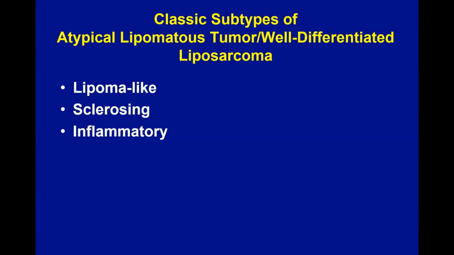Now, there exist some classic subtypes of atypical lipomatous tumor / WDL, right? The one we've been talking about and the one that's by far and away the most common is the lipoma-like, and of course it's called that because the majority of the tumor consists of mature adipose tissue resembling lipoma. But there also exist tumors that can be composed almost exclusively of fibrous tissue, and sometimes fibrous tissue with a prominent inflammatory component. And thus, the categories of sclerosing and inflammatory well-differentiated liposarcoma.